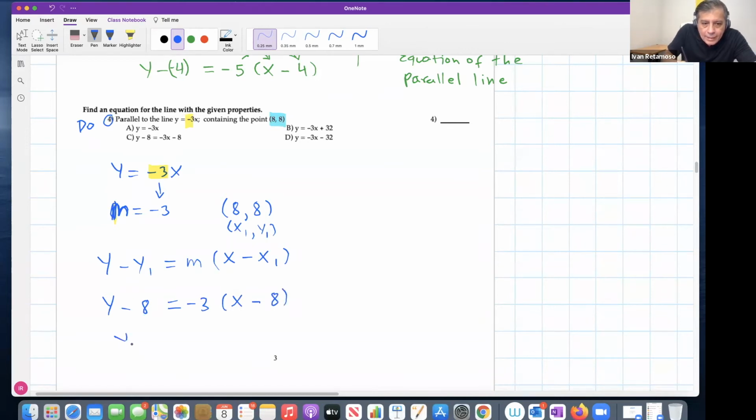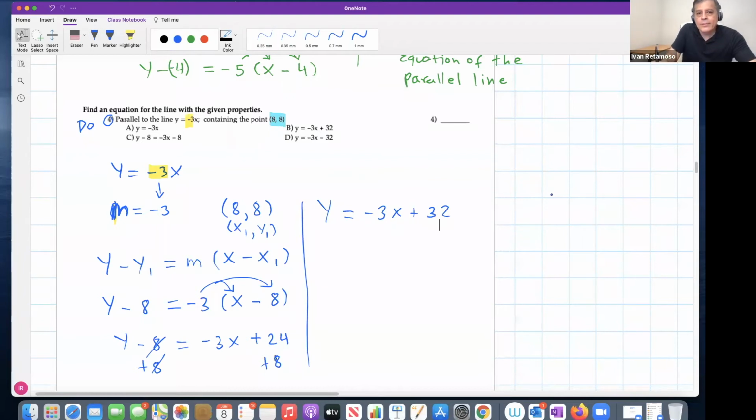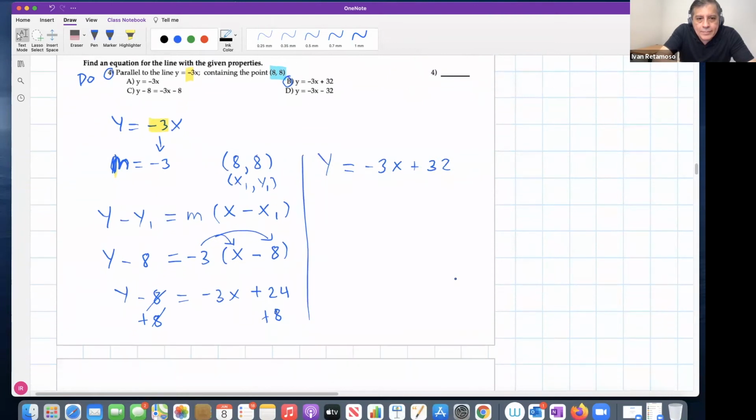After this, do the math carefully, right? Notice this is minus 3x, minus 3 times minus 8, positive 24. To isolate y, add 8 to both sides of this equation. And finally, y equals negative 3x plus 32, which is shown on this choice B. And then you can confirm this again using your Desmos graphing calculator. Okay, so we're good with this.